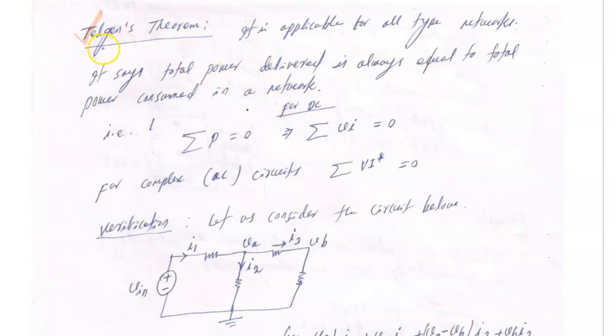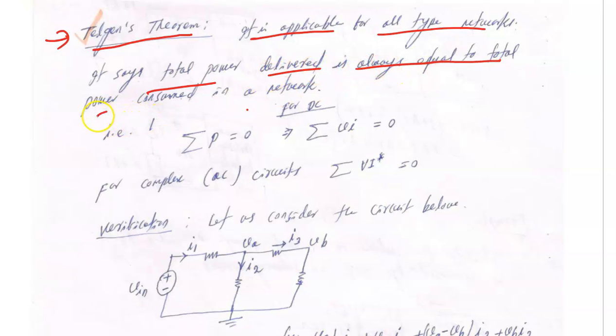Then we'll go to Tellegen's theorem, that is called the power theorem. It is applicable for all types of networks. There are no restrictions on the network. It says the total power delivered is always equal to the total power consumed in a network. That means the total power you are delivering has to be consumed. That is energy conservation.